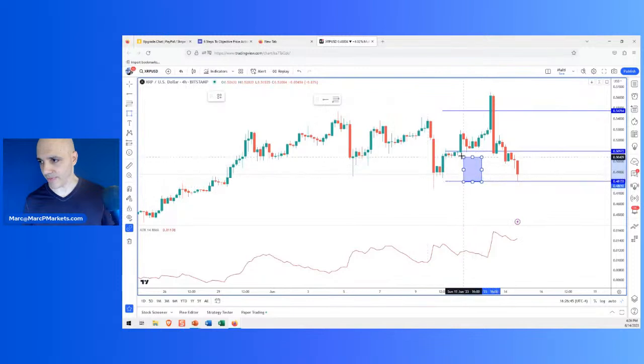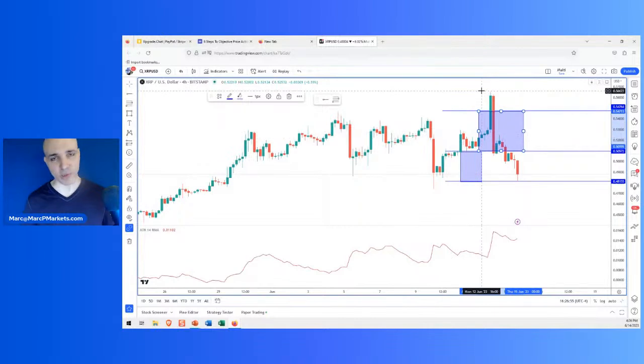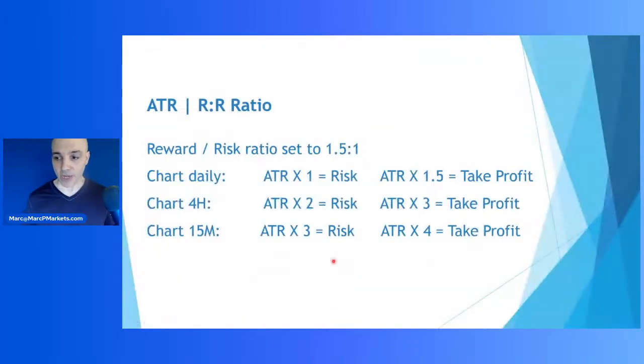So typically it looks like this, right? This area is smaller than this area, in terms of distance from the entry price. That's typically what it looks like. The idea is to have a 1.5 to 1 reward-risk ratio, no matter what. That's why, if you're working with a 15-minute chart, for example, you multiply that ATR by 3 for your stop and by 4 for your take profit. On a 4-hour, you multiply it by 2, and you multiply by 3 for your take profit.